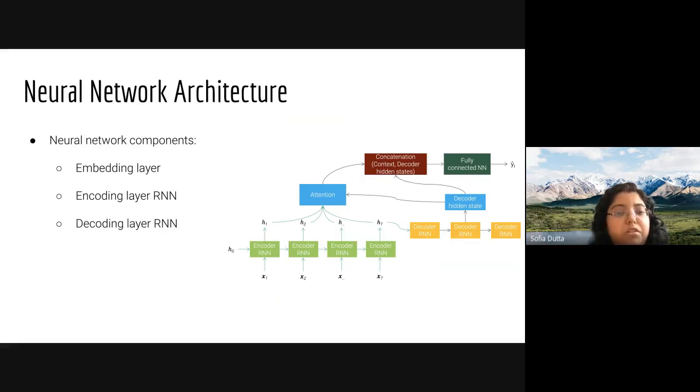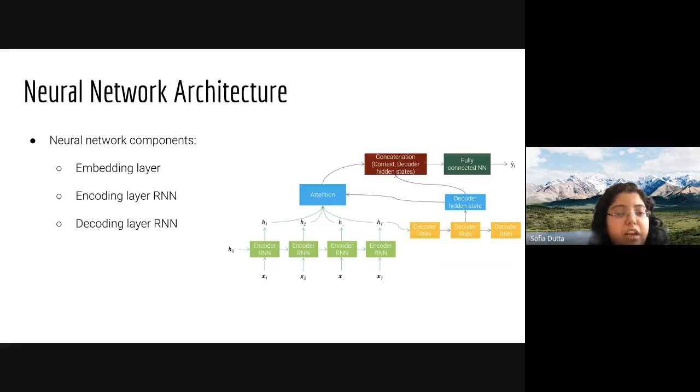So my neural network contains three components. One is the embedding layer, then the encoding layer RNN, and the decoding layer RNN. The purpose of the embedding layer is to convert the tokens into feature vectors. And the encoding layer takes the embedded questions, and it uses gated recurrent units. As we are dealing with sequences, we need RNN.